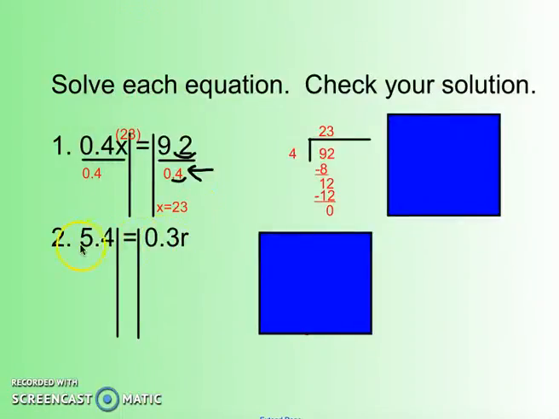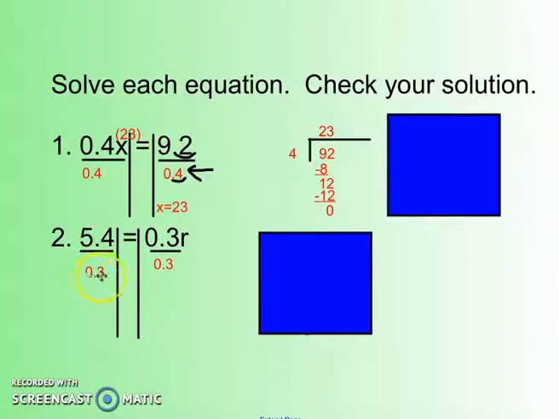So it does work. Number 2, if I look at this one, 5.4 is equal to 0.3 times r. I'm going to do the same thing. Since I'm multiplying, I'm going to do the inverse, the opposite, which is division. So I am going to divide both sides by 0.3. And when I do that, on the right side my 0.3's cancel each other out. But on the left side, I have 5.4 divided by 0.3.